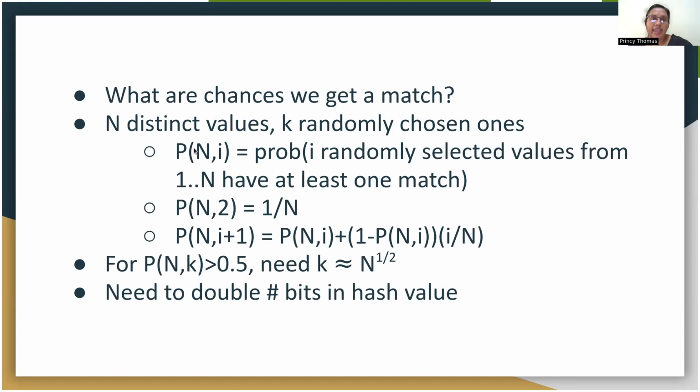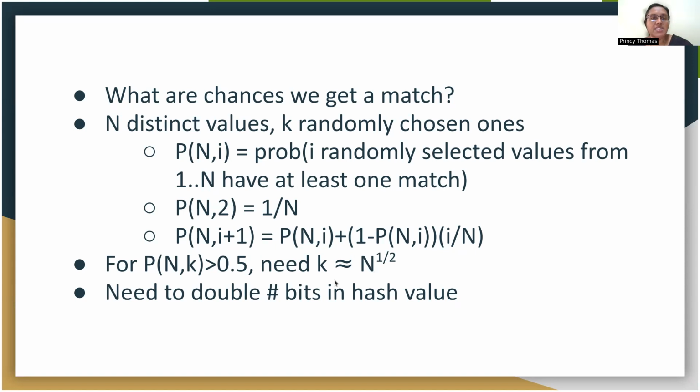The probability that there is at least one match for I randomly selected messages from this n. If I is equal to 2, then the probability is 1 by n. If this is I plus 1, then the probability is P of n comma I plus 1 minus P of n comma I into I divided by n. These are all probability theories.